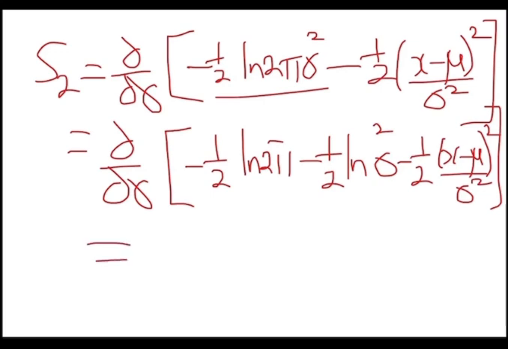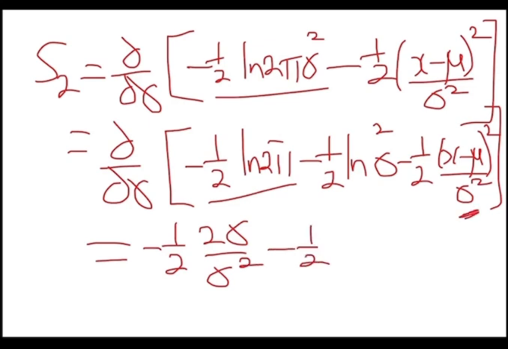With respect to sigma, the first term is going to be 0. With respect to sigma, I'm going to have this sigma squared, that will be 2 sigma divided by sigma squared. Minus half. If it's sigma raised to power minus 2, going off, that gives negative 2, x minus mu all squared divided by sigma cubed. So that is what we differentiated.